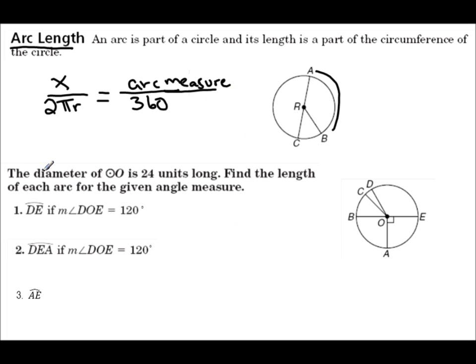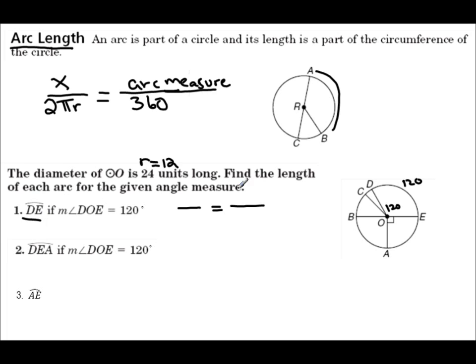So let's do example number 1. It says the diameter of the circle O is 24 units long. So that means that the radius is 12. To find the length of the arc for each given angle measure, we first set up a proportion for each problem. Angle DOE is 120. So since this is a central angle, the arc length, or arc measure, is also 120.